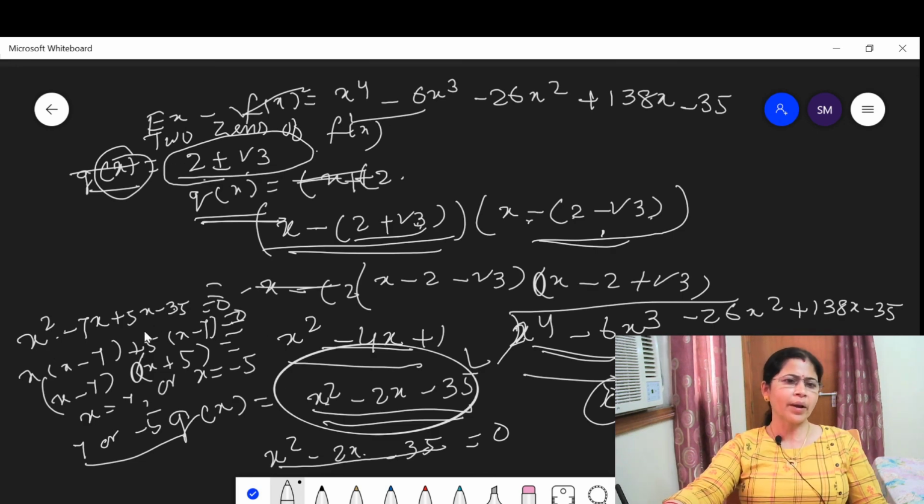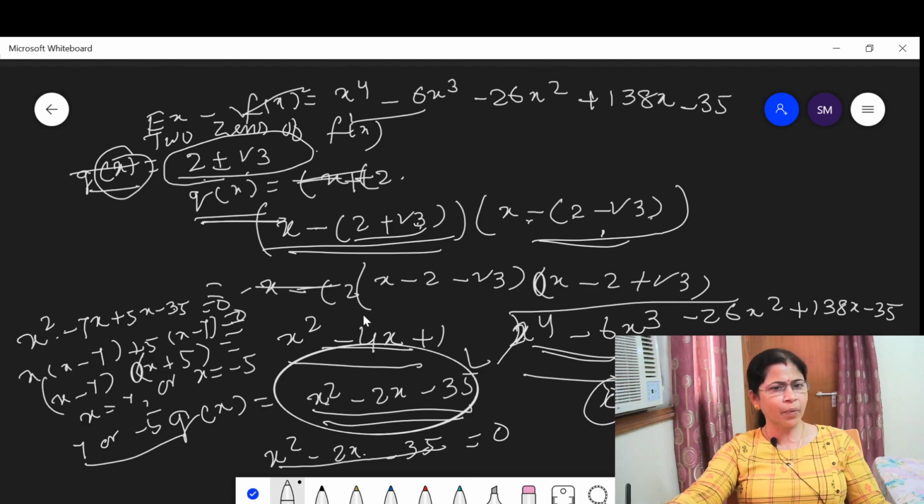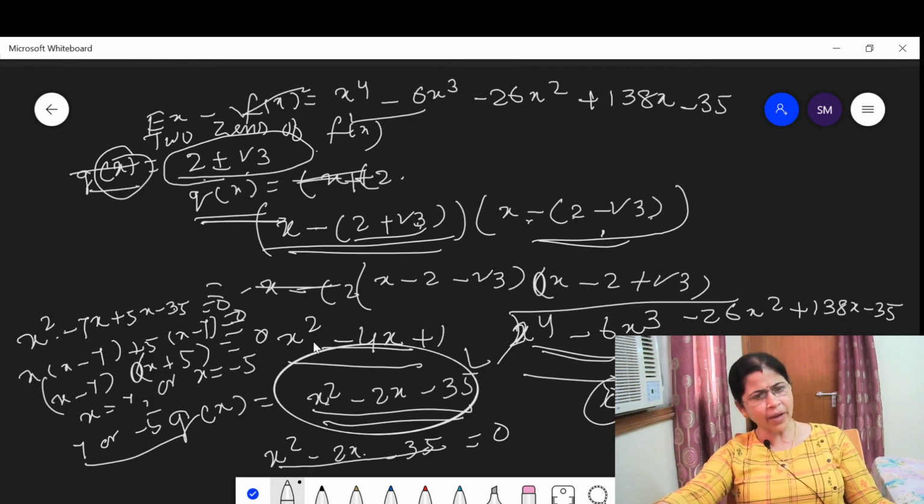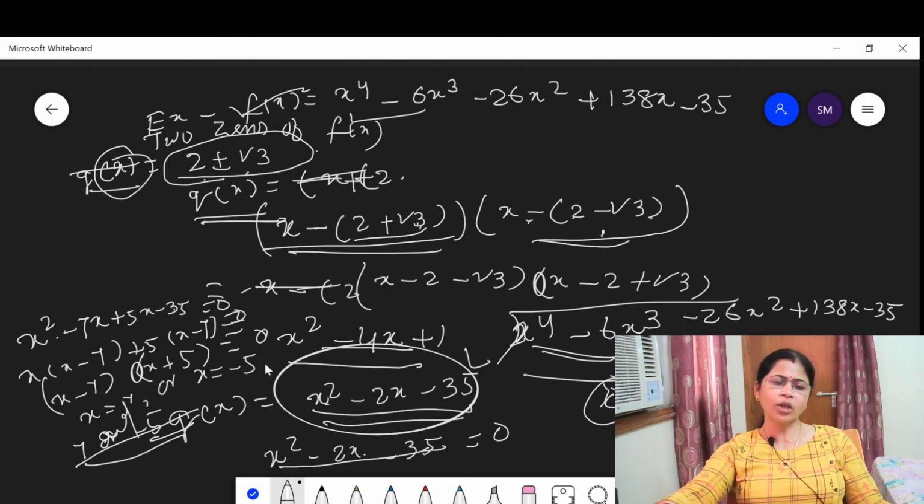Then x square minus 2x minus 35 is equal to 0. By applying middle term factorization and solving this, we get x minus 7 into x plus 5 is equal to 0. Then x equal to 7 or x equal to minus 5. This means 7 and minus 5 are also the other two zeros of the given polynomial f(x).